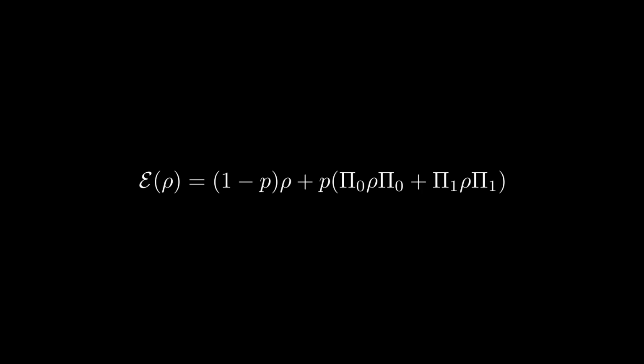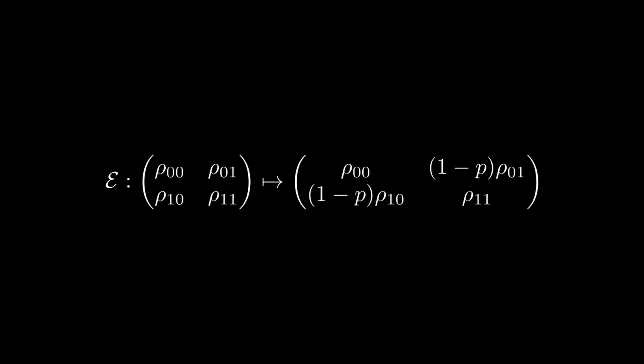Acting with the quantum channel on the general form of the density matrix, we can see that this channel performs the following transformation. In particular, the diagonal elements remain unchanged, while the off-diagonal elements are reduced by a factor of 1 minus p. Consequently, this channel gives us a nice formalism for studying decoherence.